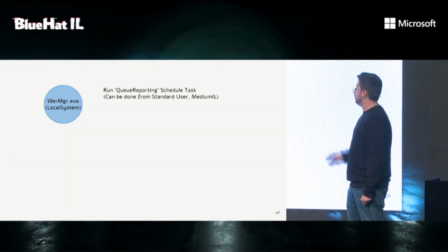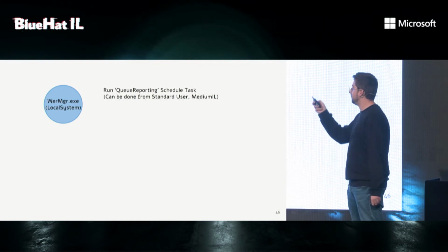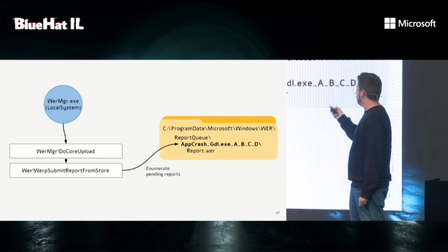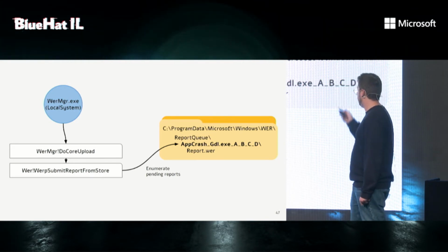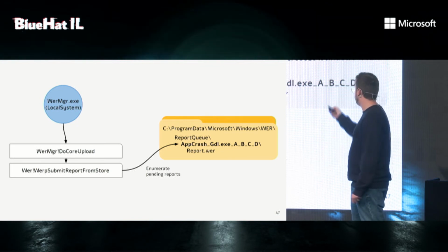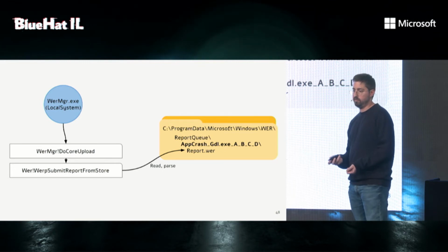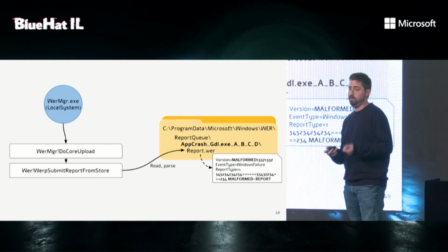So to reach that flow, we'll have to run the queue reporting scheduled task that will start WerMgr as local system, as I told you before. WerMgr will enumerate all dependent directories under the ReportQueue directory, and let's say that there's one report directory in it. So it will read the Report.wer file and parse its data because it wants to upload that to Microsoft.